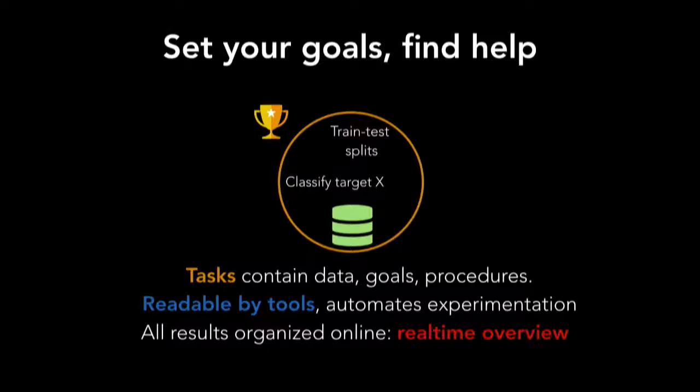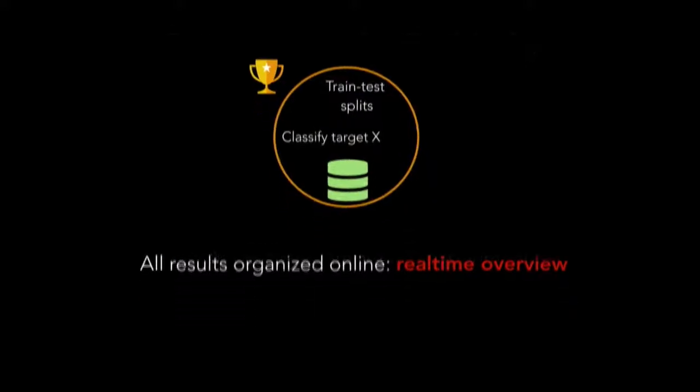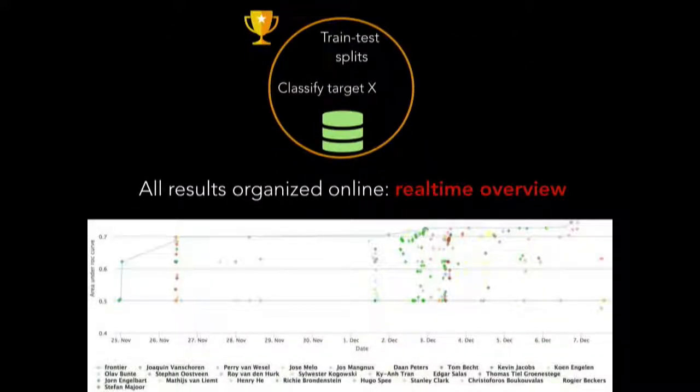And a task is something you create online, and then other people know what you want to do. And more importantly, this is machine readable. So you can write automatic scripts that look at many different tasks and try to solve them automatically. And all the results that people share about this task are organized online.